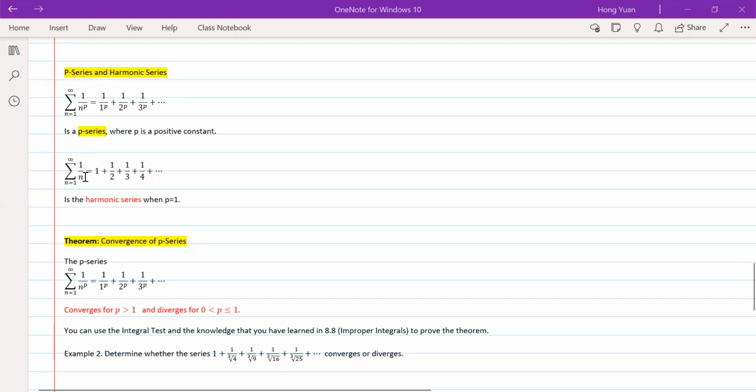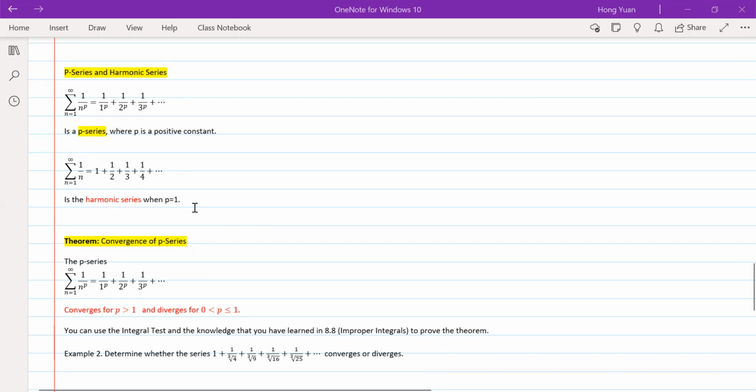If p equals 1, the P-series turns to be 1 over n, the summation of 1 over n as n equals 1 to infinity, which equals 1 plus 1/2 plus 1/3 plus 1/4. And we call this specific P-series the harmonic series.